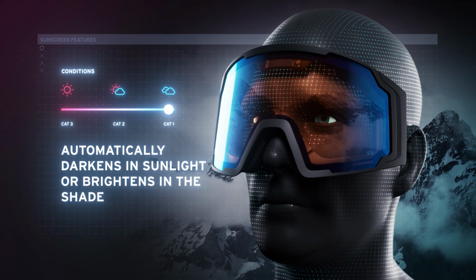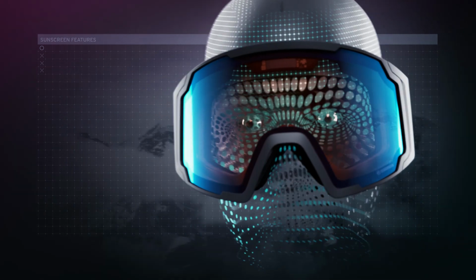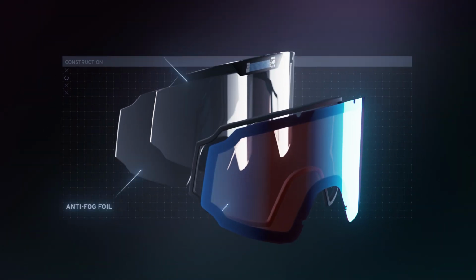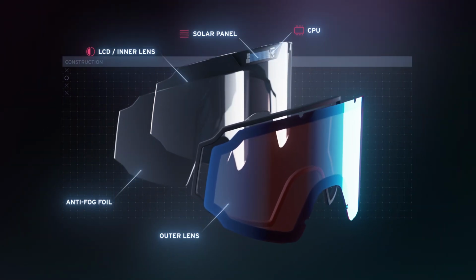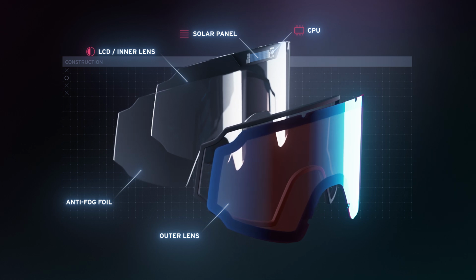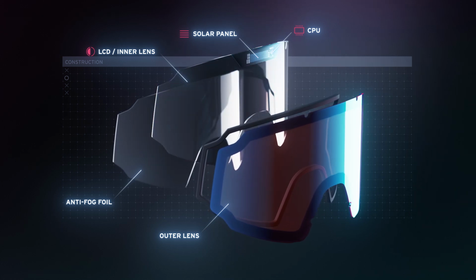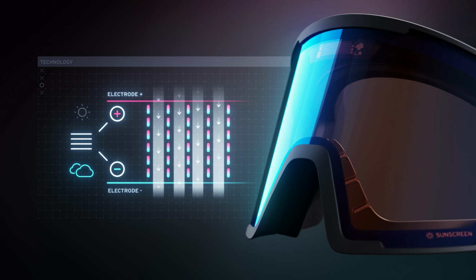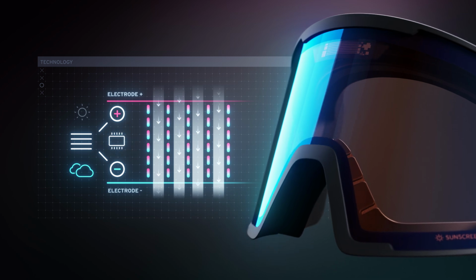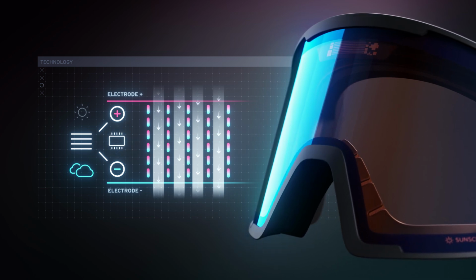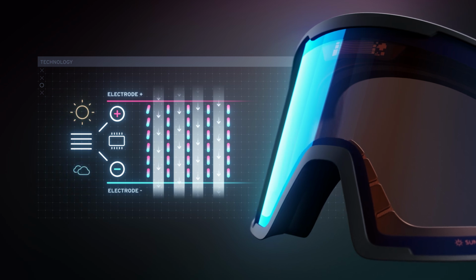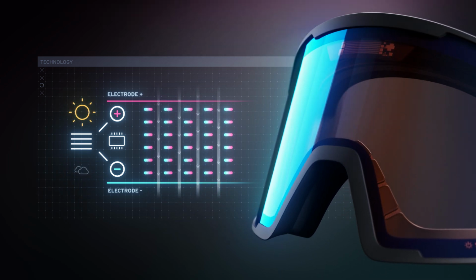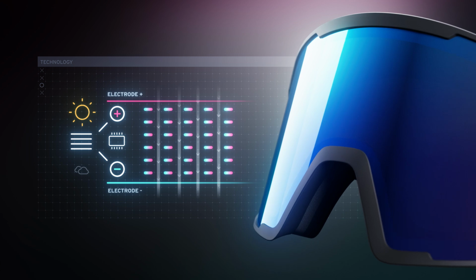How does HED Sunscreen technology work? Looking more closely at the construction of a sunscreen lens, one can see that the sunscreen lens from HED features an integrated LCD and a solar panel for activation. This solar panel is triggered by sunlight, producing electrical voltage. Based on the voltage, an integrated microprocessor controls the rotation of the liquid crystals within the LCD screen, allowing the incoming light to be either passed through or absorbed, resulting in a bright or dark lens.